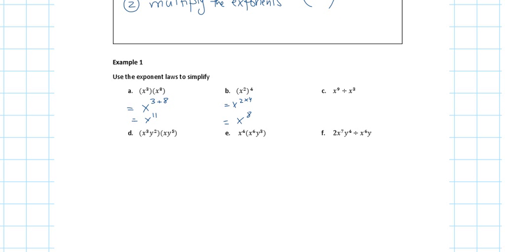Okay, how about the next one? What law is it? The subtraction. So it's the quotient law, right? Which means I subtract the exponent. So that's 9 minus 3, and that would be x to the power of 6.